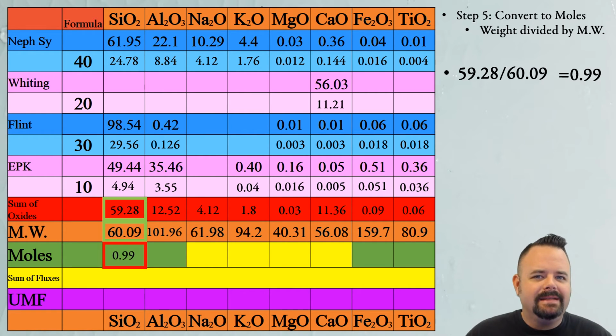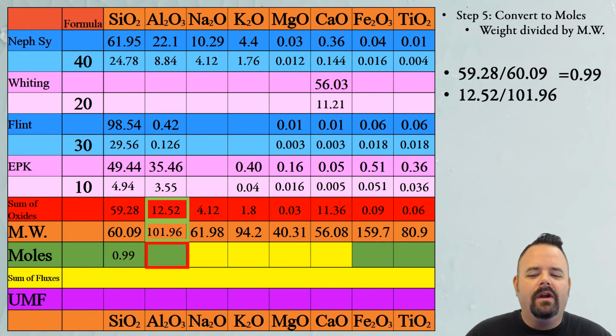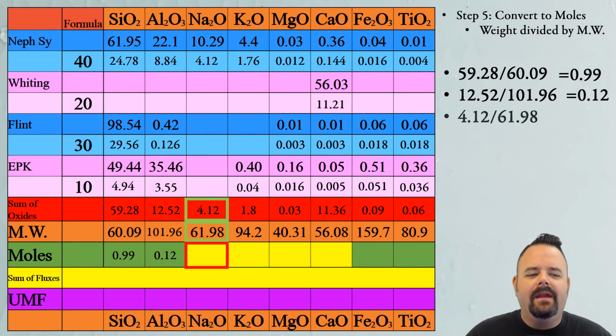59.28 divided by 60.09 is 0.99, and we move on. Alumina is 12.52 divided by 101.96 equals 0.12. Okay, and then we move on.